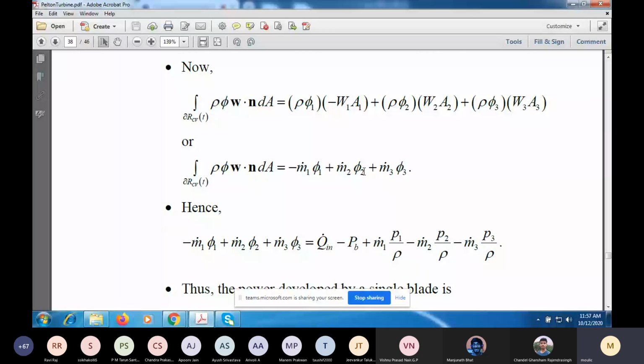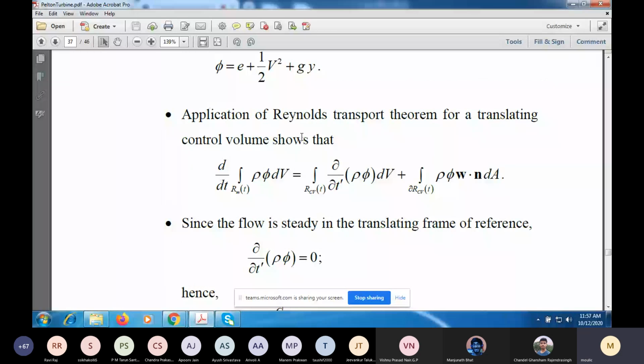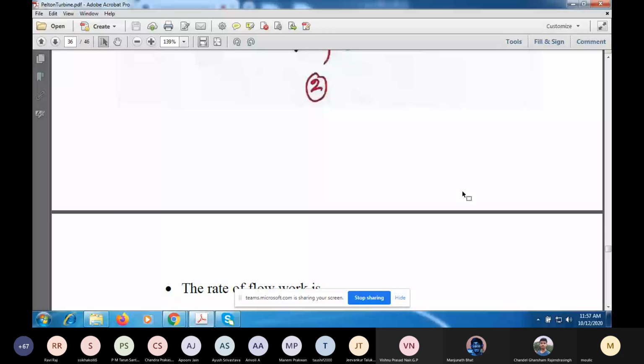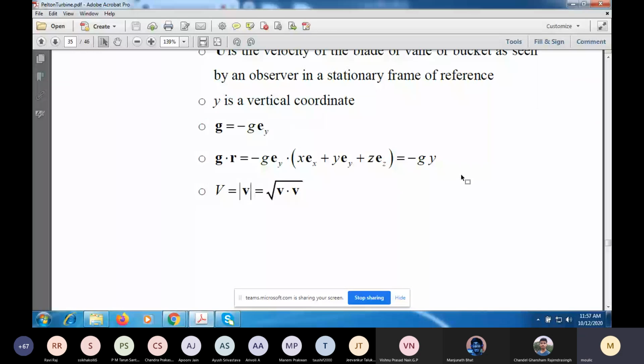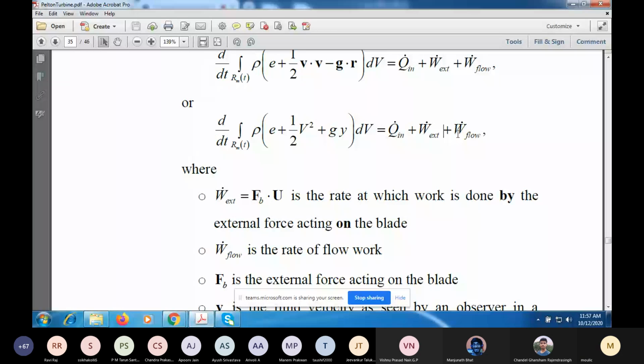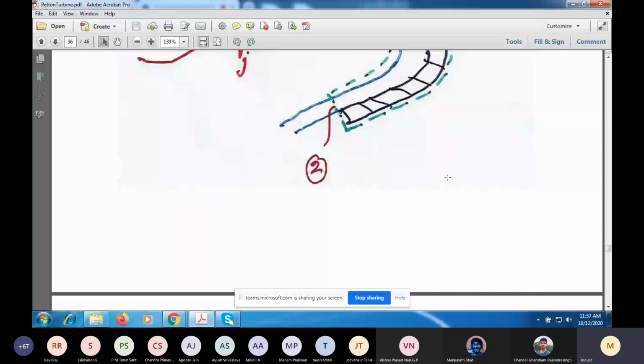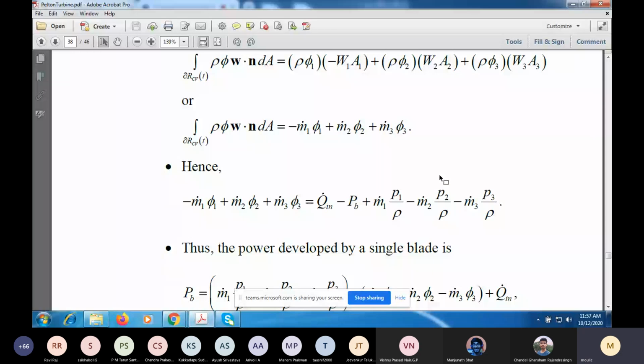So if I take this and go back and substitute over here, the first term is 0 and the second term I can write simply as an algebraic equation. And then on the right hand side you have the heat term, the external force and the flow work. It is a simple matter of substituting and you will come up with the steady flow energy equation. So you have minus m1 dot phi 1 plus m2 dot phi 2 plus m3 dot phi 3. So this is the net efflux of energy through the control surface.